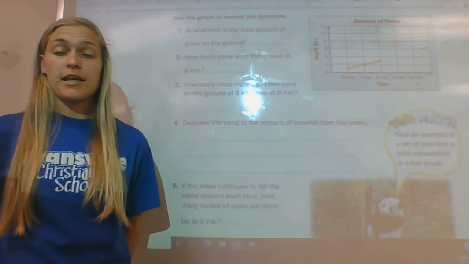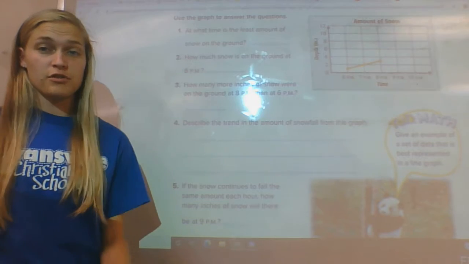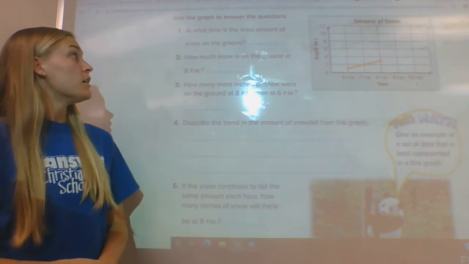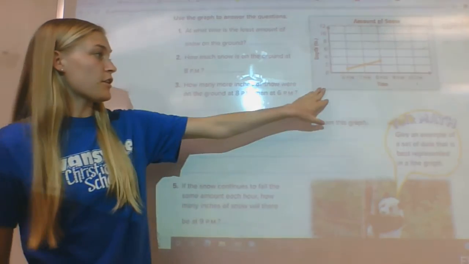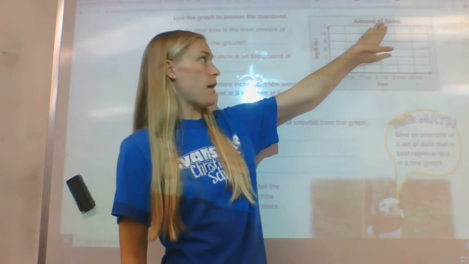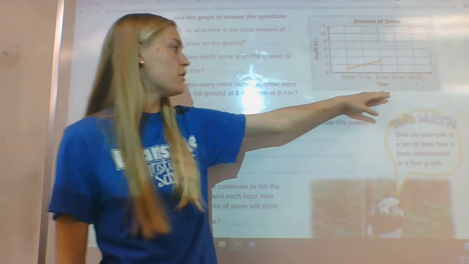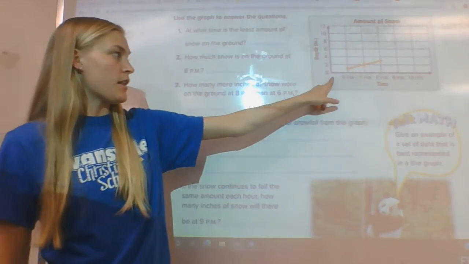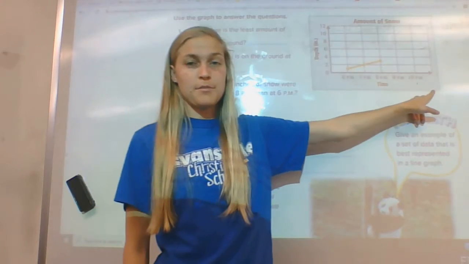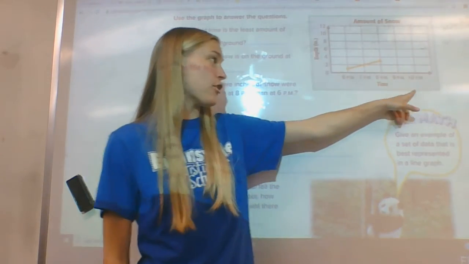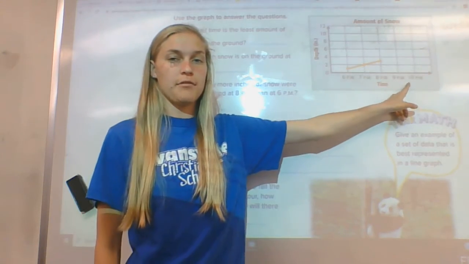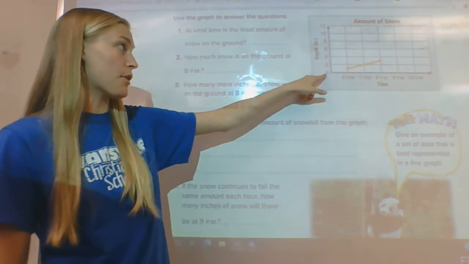That's what analyzing the line graph is. You're using the graph, you're analyzing, you're looking at it, and you're answering some questions about it. So here's our line graph. If you look at it, it's about the amount of snow. We have the time across our x-axis. It goes from 6 p.m. to 10 p.m. That is our scale. And our intervals go by 1 hour intervals. Every one of these lines increases an hour.